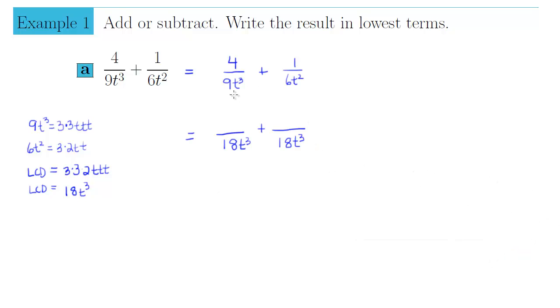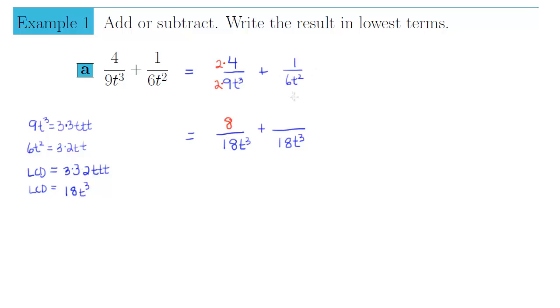Well, let's ask ourselves, what would I need to multiply 9t cubed by to give me 18t cubed? Looking at the numbers, it's easy to see that we need to multiply this by 2. 2 times 9 is 18. The t cubed stays the same, so we don't need to multiply by any t's. So the only thing we need to do is multiply our denominator by 2. And likewise, whatever we do to the bottom, we must also do to the top. That means we need to multiply the numerator by 2 as well. That means our new numerator is 2 times 4, which is just 8.